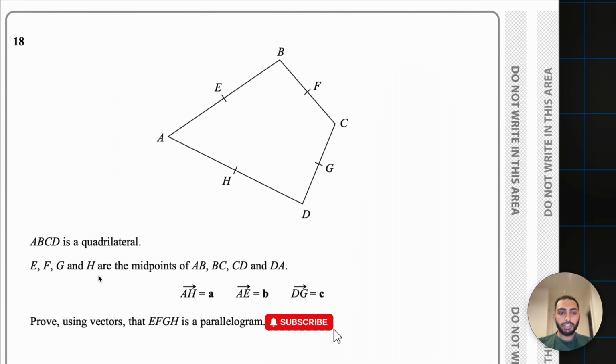Question 18. ABCD is a quadrilateral, so it's just 4 sides. E, F, G, and H are the midpoints of AB, BC, CD, and DA, and they're halfway along these lines. A to H is a, so we can write that vector as a, and we know this is the midpoint, so there to there will also be a. A to E is b, so there to there is b, and the same thing will apply here, that will also be b. D to G is c, so that will be c, and that will also be c.